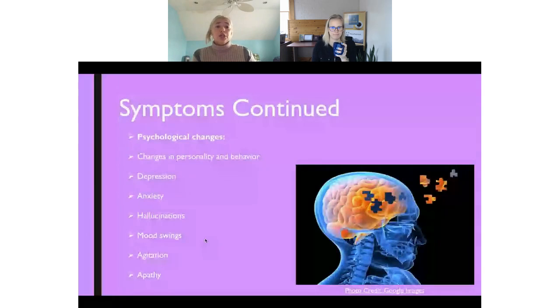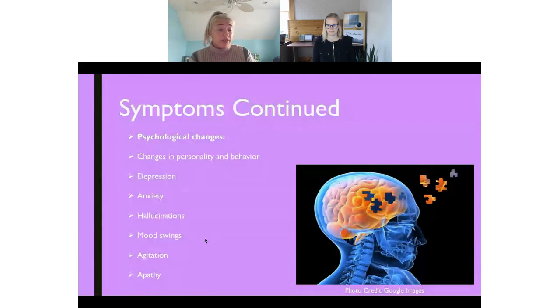Symptoms continued. So these are some more psychological changes, changes in personality and behavior. There's actually something called Sundowning. I'm sure some of you might be familiar with that term. Later on in the day, if a loved one or someone you know does have Alzheimer's or dementia, they start to sundown, which, in other words, means they become irritable and cranky, and that's something I again noticed with my own grandmother.